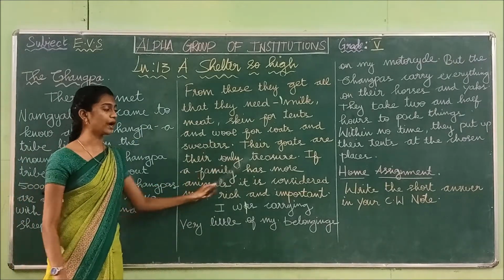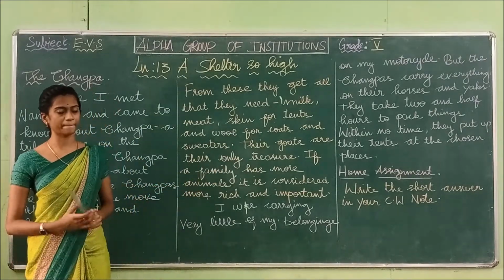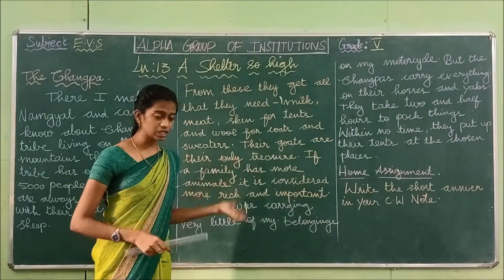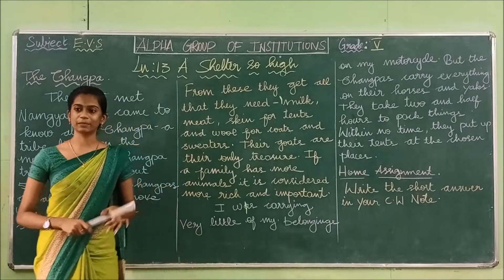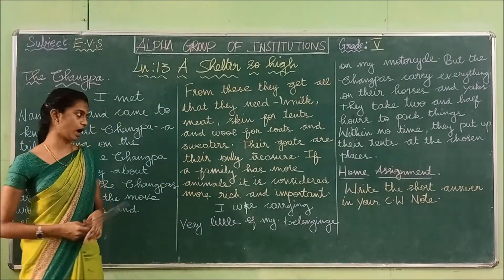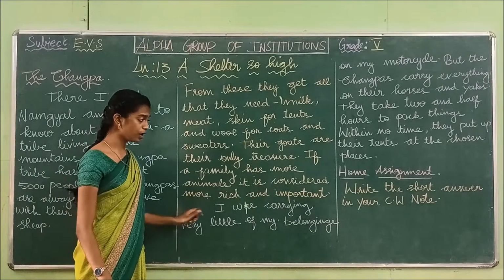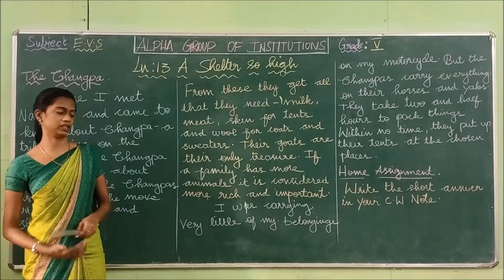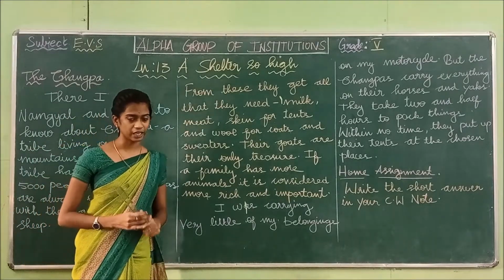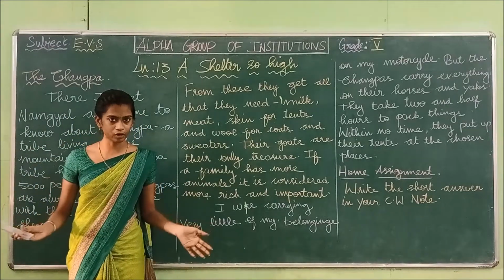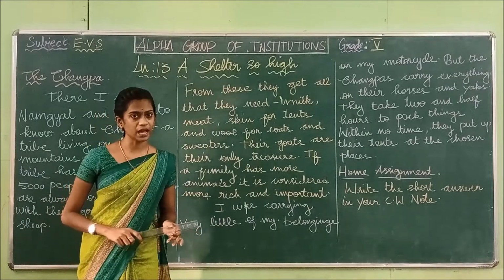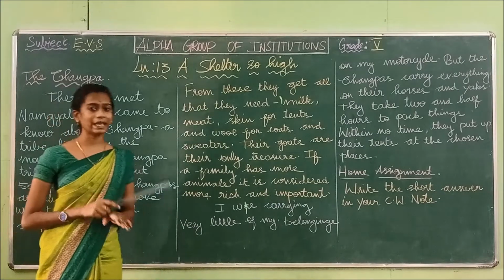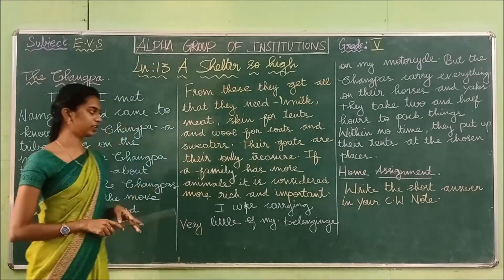Their goats are their only treasure. So for this Champa, what is the treasure? Treasure means a valuable thing. So these goats and the sheep seem to be valuable. If a family has more animals, it is considered more rich and important. So what does it say here? If a family has more number of goats, they are considered a rich family, and they are a very important person in the village.